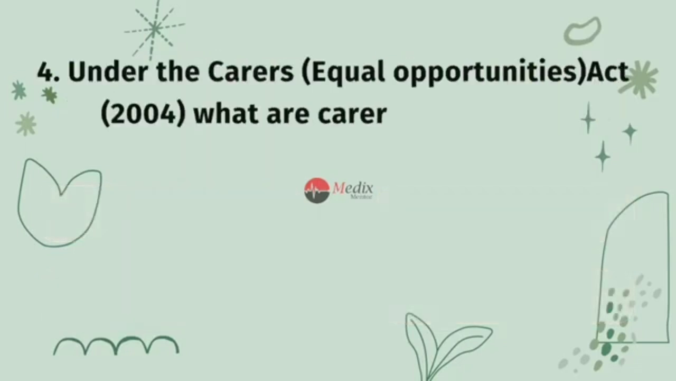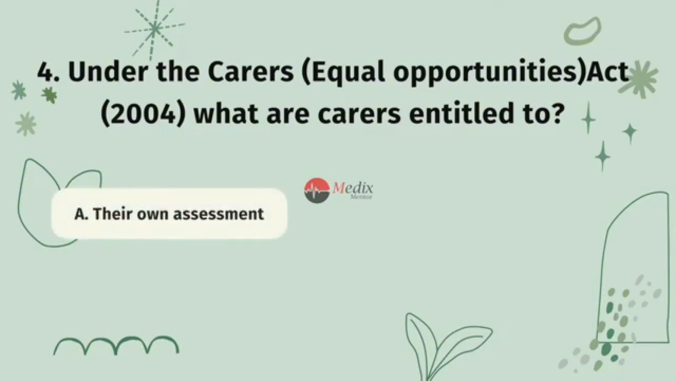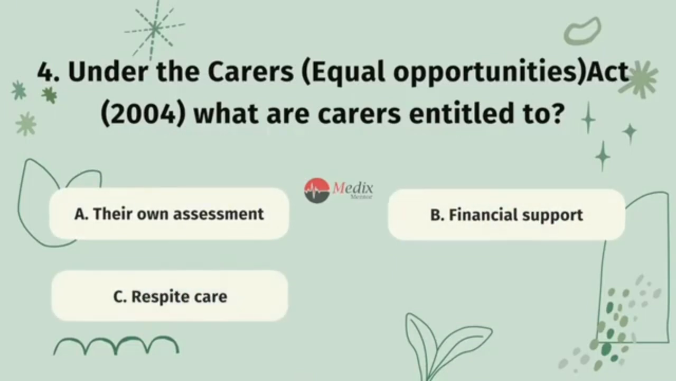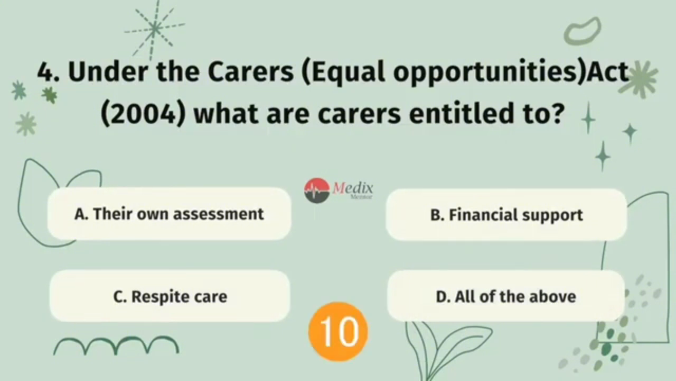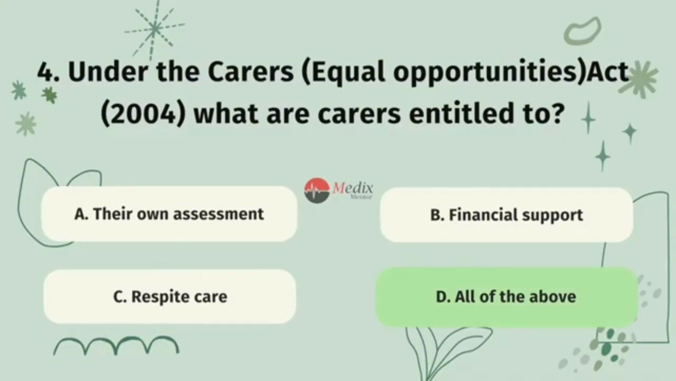Question 4. Under the Carers (Equal Opportunities) Act 2004, what are carers entitled to? Option A, their own assessment. Option B, financial support. Option C, respite care. Option D, all of the above. The correct answer is D.